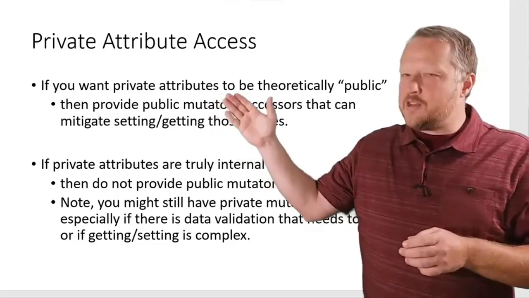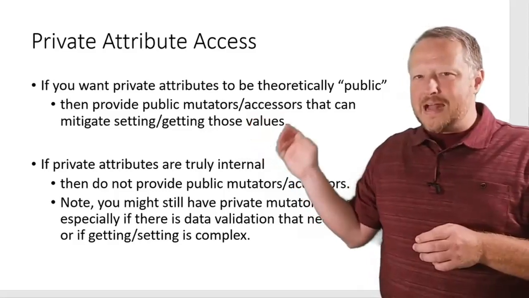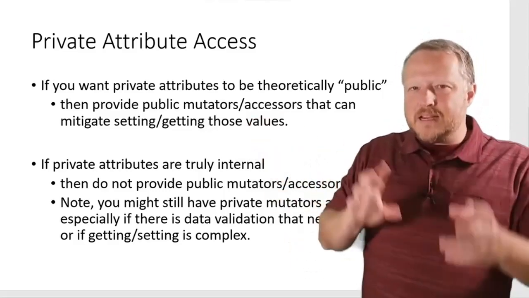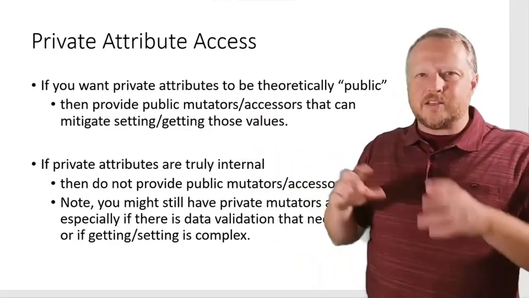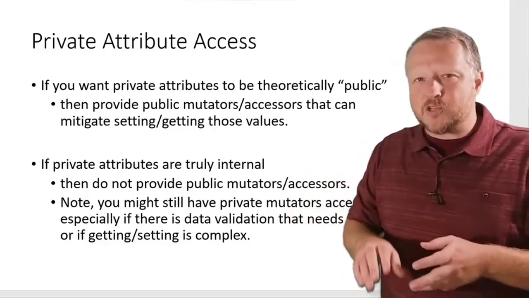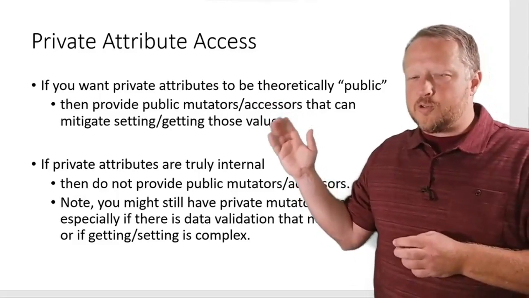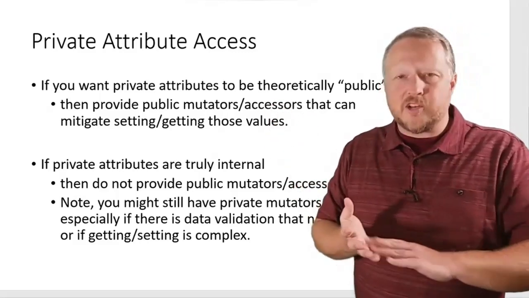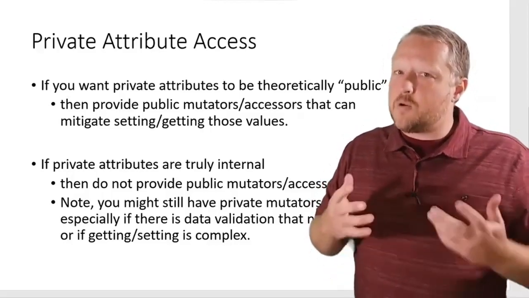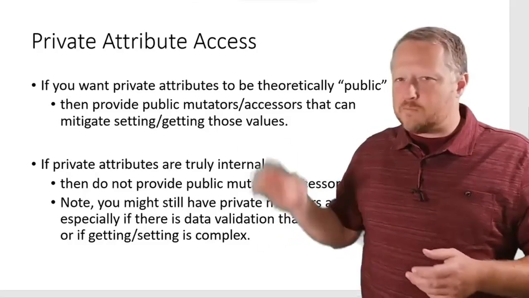So what you can do is provide a public mutator or accessor that can then mitigate any of the settings or gettings of those values, like validating the user or having a password or something of that nature. You can still provide a function in order to do that. That's just like if you wanted to change something on your bank account. They still give you access to it, but you've got to go through some hoops in order to really get that done. Same idea.